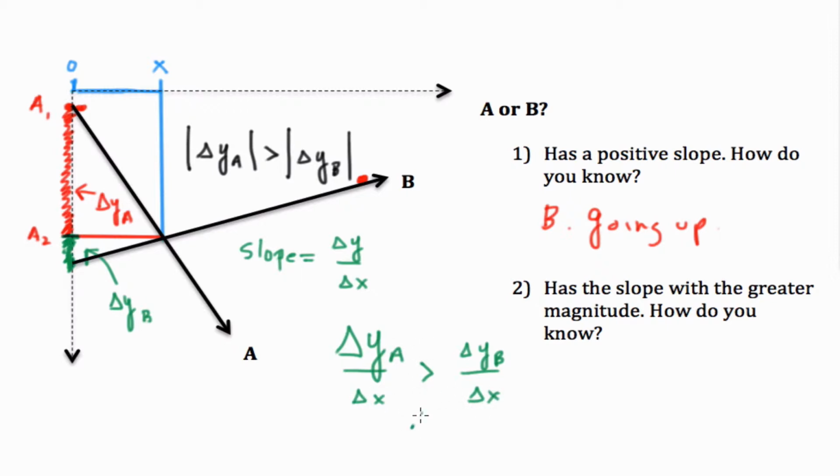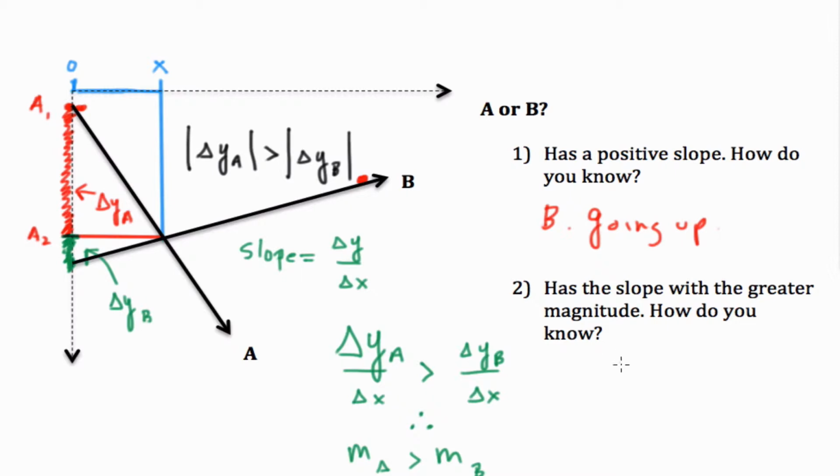Therefore, the slope of A is greater than the slope of B. This kind of analysis we're going to do later on. So if you understand that, or if you can go over this and get a sense of what I'm talking about, that would be great. If not, you'll see it again.